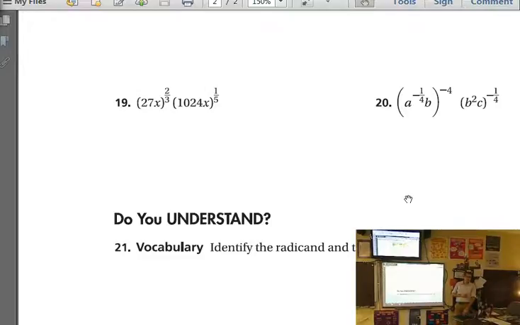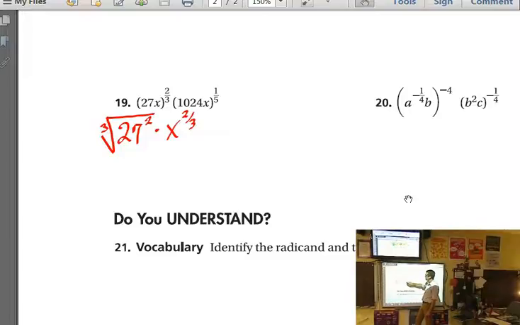When you do 19, guys, and if you have this wrong, I expect that you're writing down and focused with me. What is a power of 2/3 really communicating? The cube root of a square, right? So really, I can rewrite this as the cube root of 27 squared times x to the 2/3. Then times, well, a 5th power is really the 5th root of 1024.